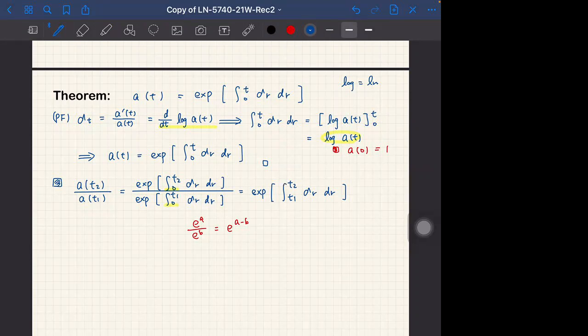It is convenient to use this because often we want to calculate this ratio. We want to see how much the amount increased from time t1 to time t2.